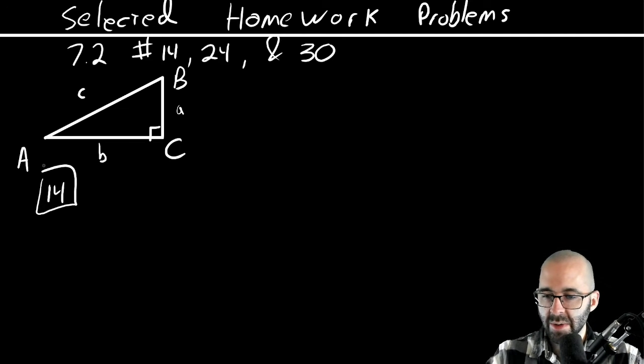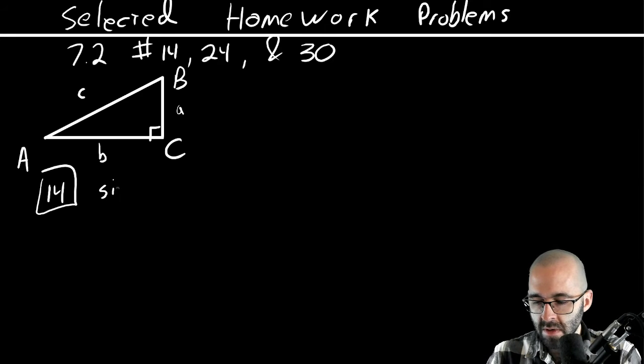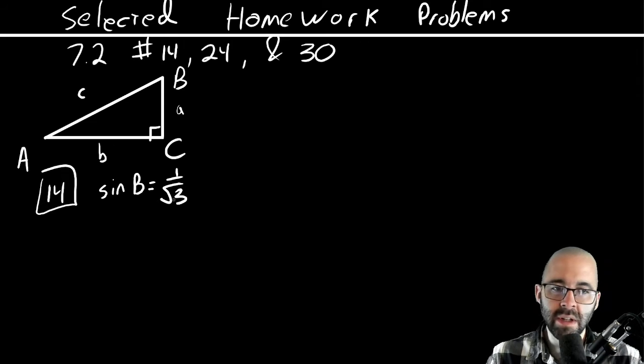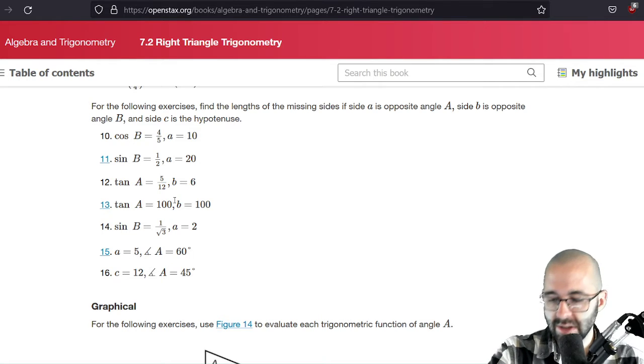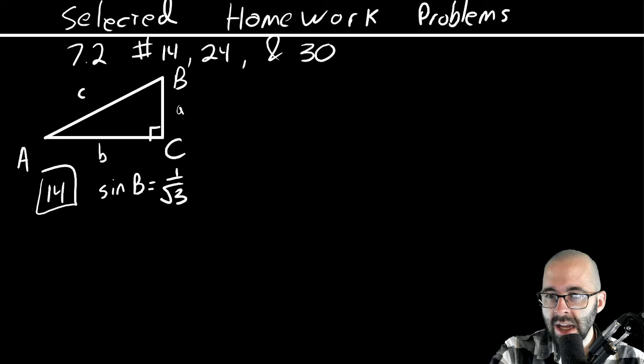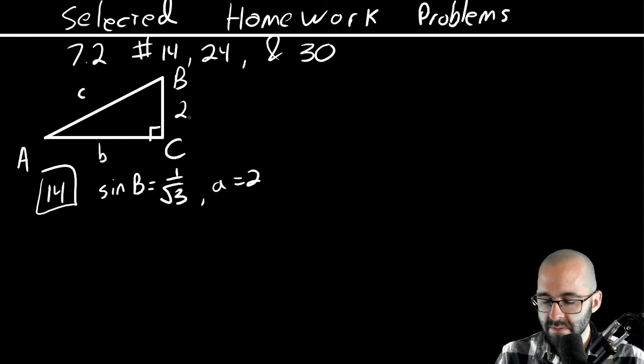Okay, so problem number 14 is how we're going to start. And in problem 14, we have that sine of B is 1 over root 3. We won't really be rationalizing the denominator in this class. It's good to know how to do it, but we're not going to care that much in this class. And then little a is 2. All right, so if we're just updating our little picture over here, we can say that A is 2 right here.